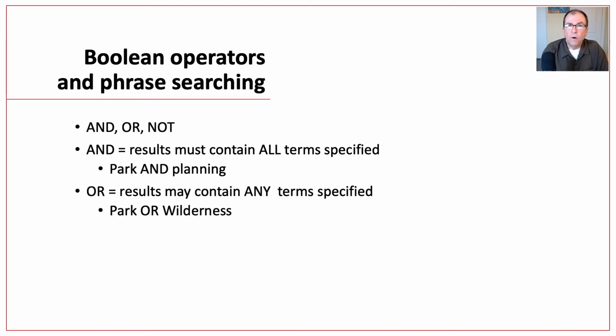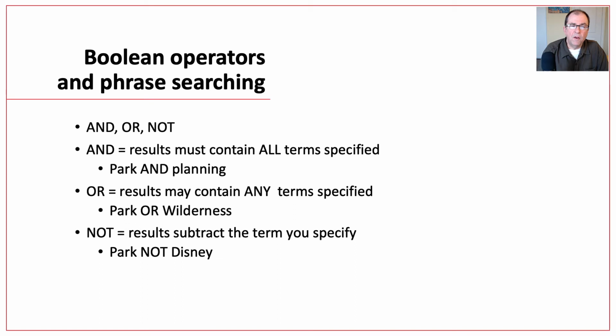If you use or in your search string, the results may contain any of the terms that you specify. So the set of results can contain either park or wilderness, either or. And not, you are telling the search engine to subtract any results that contain the term you specify. So if you're interested in, say, national parks, provincial parks, state parks, and so on, but you're not interested in theme parks, specifically Disney, you could say any result that contains the term Disney, subtract it from the set of results.